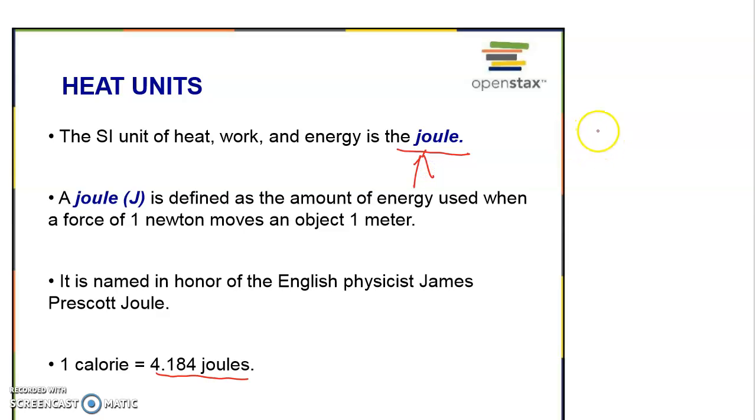So what is 1 joule? 1 joule is applying 1 Newton of force for 1 meter. If you push an object with 1 Newton and you push the object for 1 meter, that is 1 joule. At the same time, the other people studying thermochemistry found the calorie. So they are equivalent at some point. How do I know? 1 calorie is equal to 4.184 joules.